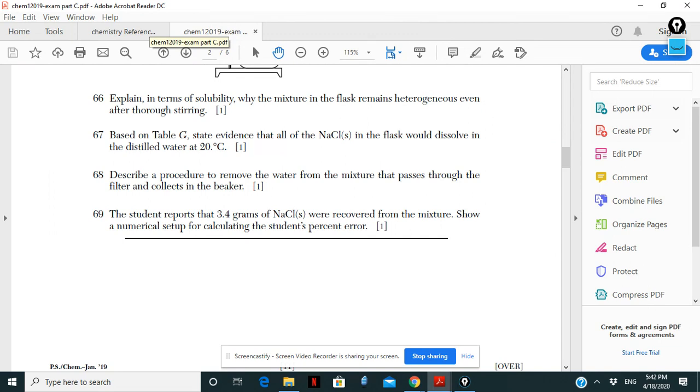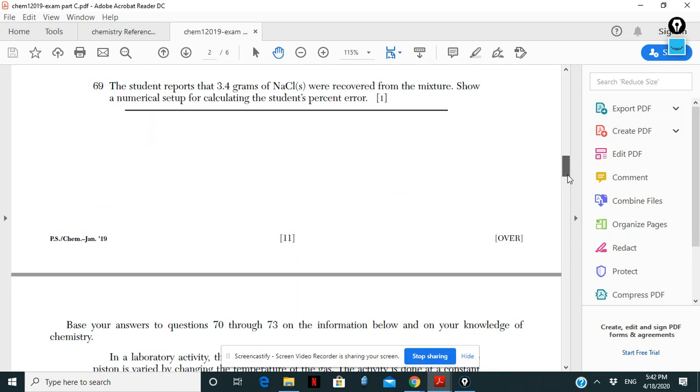Now, describe a procedure to remove the water from the mixture that passes through the filter and is collected in the beaker. So I'm going to evaporate or boil the water. So I'm going to add energy.